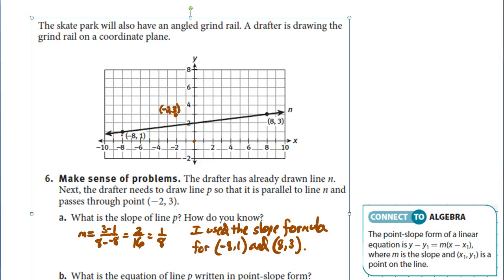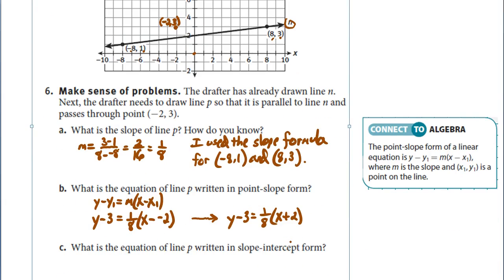Well, does it make sense that if we find the slope of line N, that line P will have that same slope? And so right here I have found the slope of line N. 3 subtract 1, I'm taking that y-coordinate and subtracting that y-coordinate. And then 8 subtract negative 8. I'm taking that x-coordinate and subtracting that x-coordinate. That's 2 over 16, which simplifies to 1/8. So I think that the slope of line P, when I draw it, will be 1/8. How do I know? Because I used the slope formula.